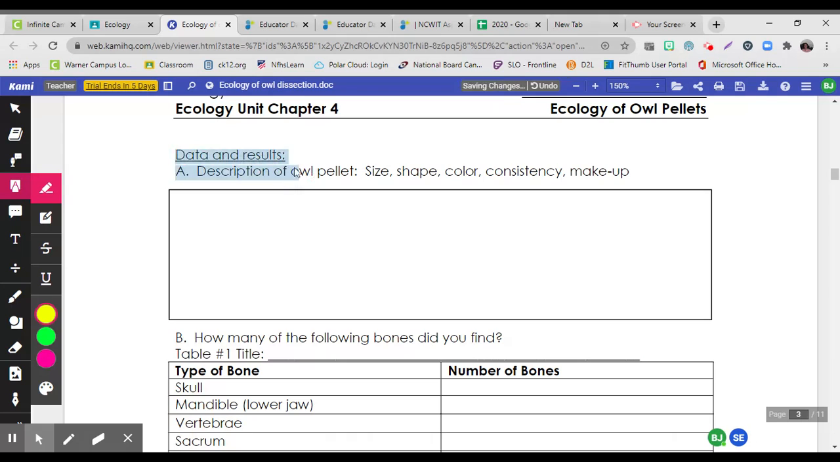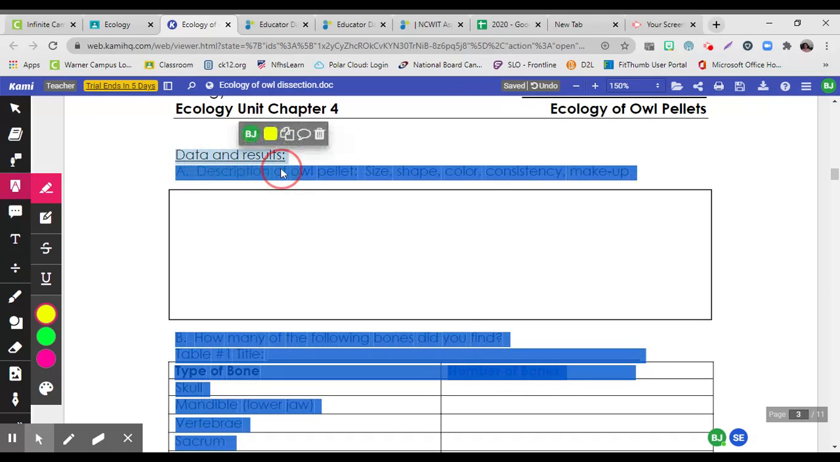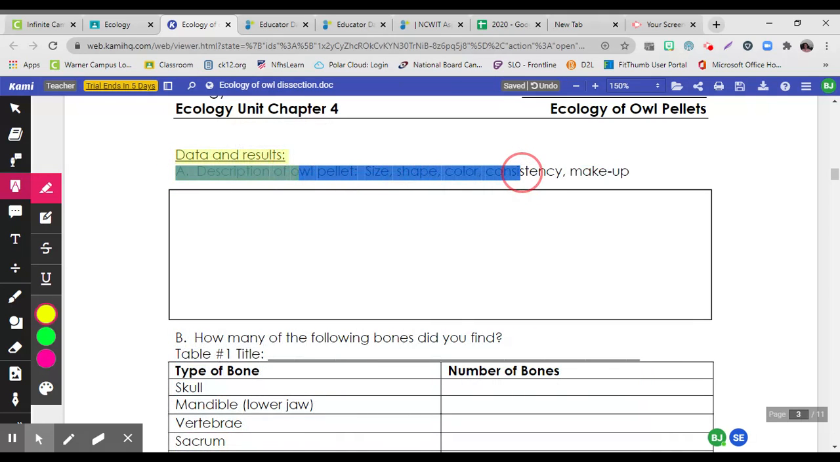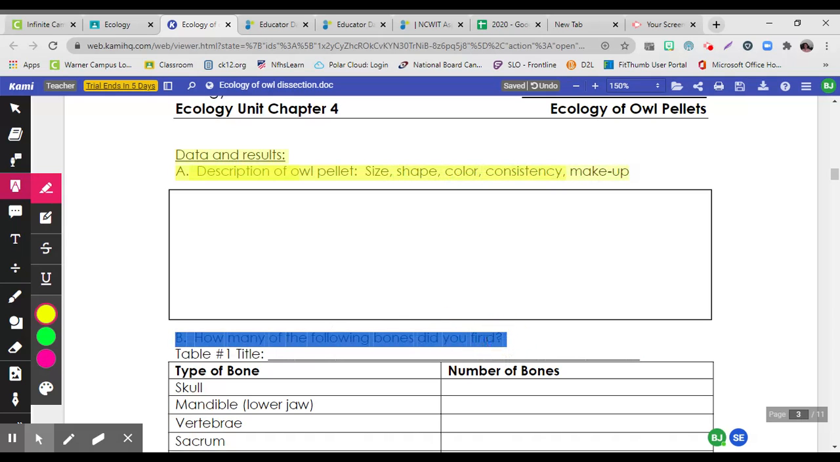Data and results. A. Describe the owl pellet size, shape, color, consistency, and makeup. In this box, please write what your owl pellet looks like using your 5 senses. B. How many of the type of bones did you find? In this chart, you will label the type of bones you found.